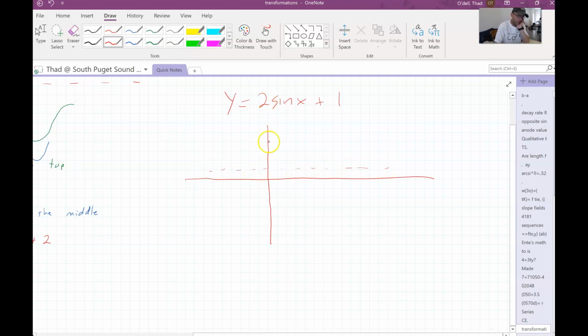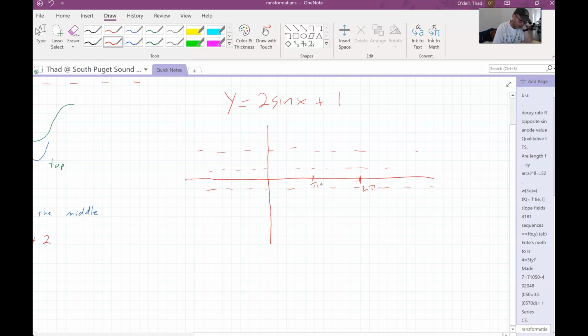And from the middle I have to go up 2. So that's going to be the top of my graph. And also from the middle I go down 2. That'll be the bottom of my graph, because the amplitude tells me how far I've been stretched up or down from the middle. So then I'm going to go out here 2 pi and put a 2 pi.